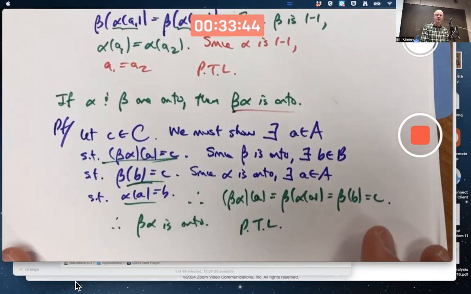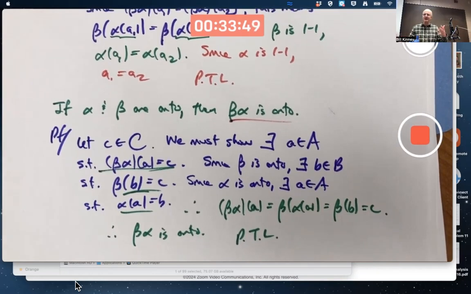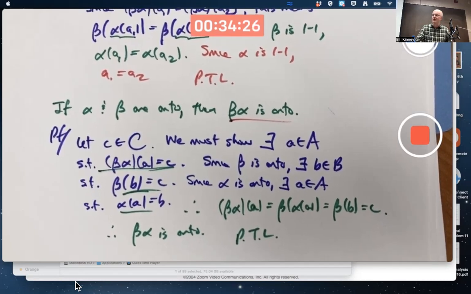I should have concluded the other proof by saying beta alpha was 1-to-1. Just go ahead and state your concluding fact. I think that's good style. Very abstract, but this is an important fact to know. These two facts, when you compose two functions: if both functions are 1-to-1, the composition is 1-to-1. If both functions are onto, the composition is onto. Therefore, if both functions are 1-to-1 and onto, the composition is also 1-to-1 and onto.